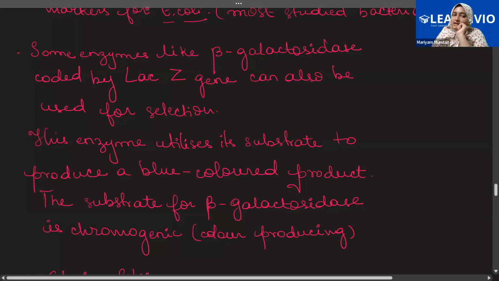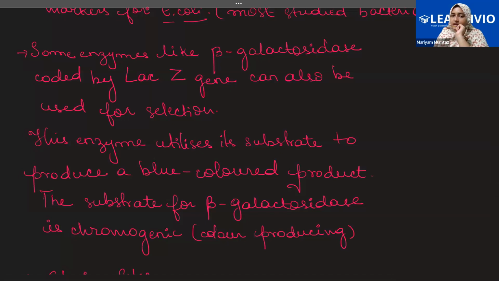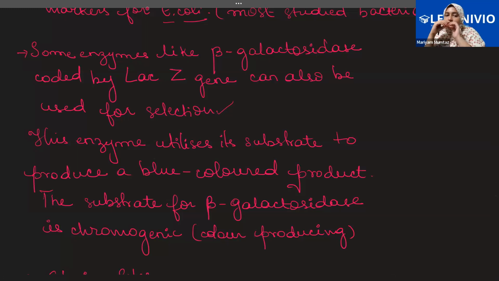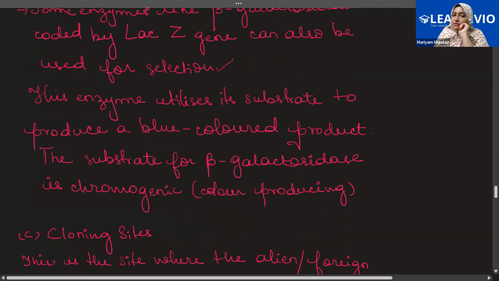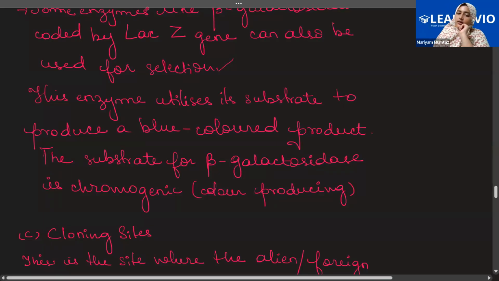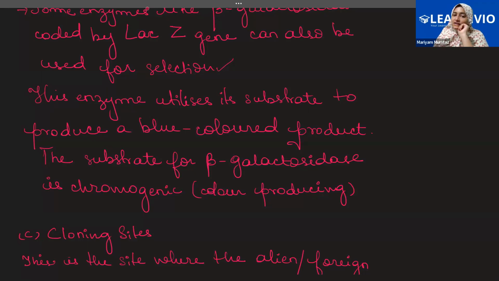See, there are some enzymes such as beta galactosidase that are coded by the lacZ gene. This enzyme can also be used for selection, meaning it has some property that it expresses which will help us to understand it better. Now see, this enzyme utilizes its substrate, that is lactose, to produce a blue color pigment. Whenever this enzyme is present, a blue color pigment will be made. So whenever we insert a foreign gene into that bacteria, now it will not make any color. So on the basis of color, you can find out which one is transformed and which one is not.